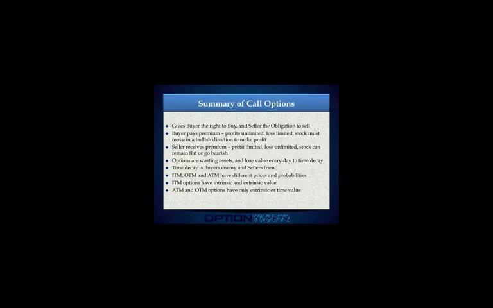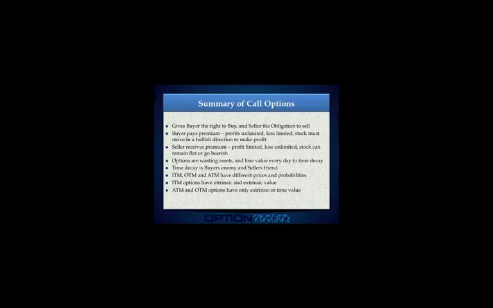Options are wasting assets and they do lose value every day to time decay. Now, we've not touched upon time decay yet, but it's important to just understand right now that time decay is a buyer's enemy and a seller's friend. There are three kinds of options: in the money, out of the money, and at the money. And all three have different prices and they have different probabilities for success. In the money options have intrinsic and extrinsic value, and at the money and out of the money options have only extrinsic value, which is also called the time value.